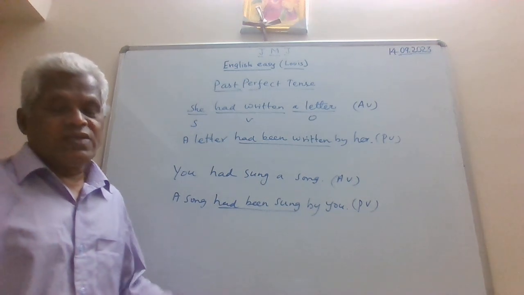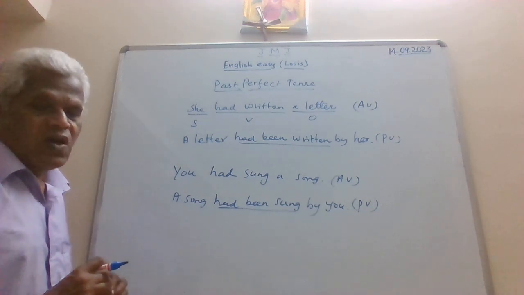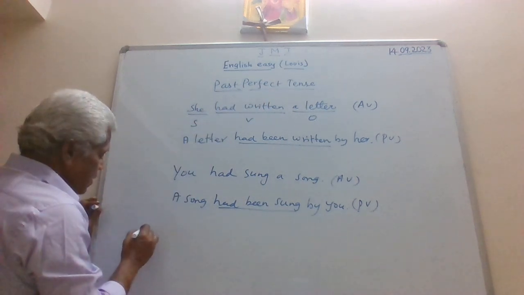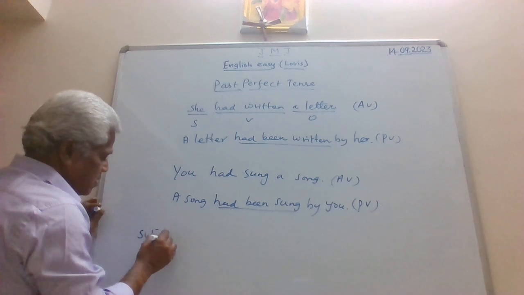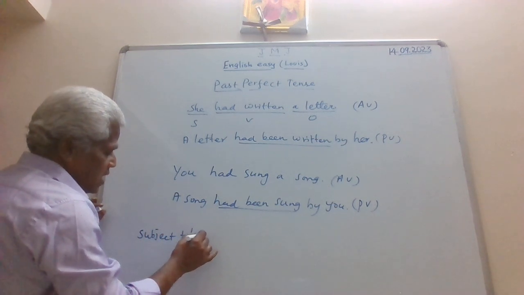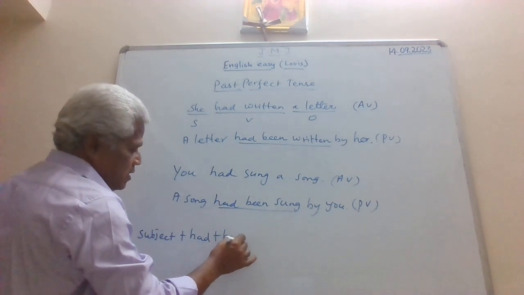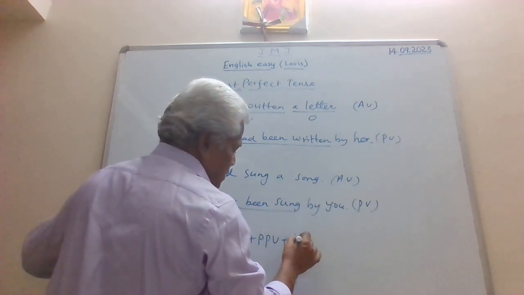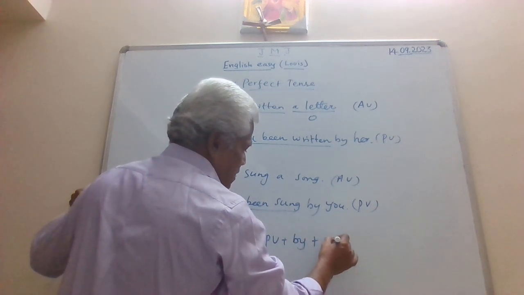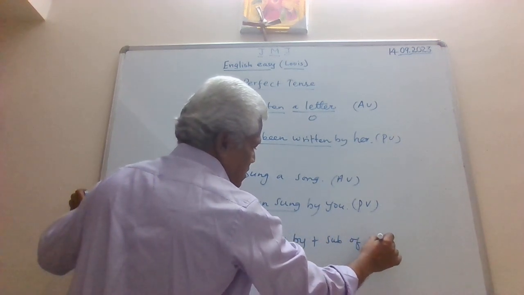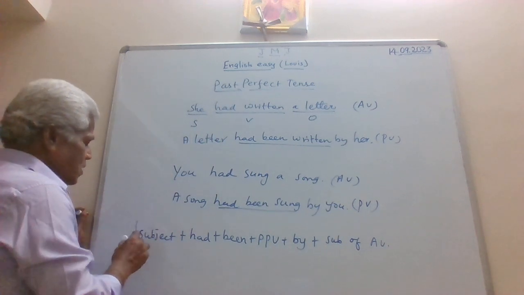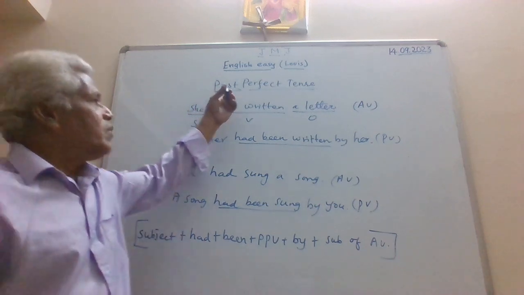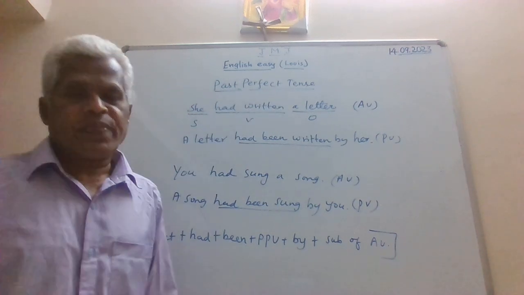Very simple. So what is our formula here? For past perfect tense passivation, we write subject plus had plus been plus past participle form of the verb plus the preposition by and then the subject of the active voice. So this is your rule. This is your formula for the past perfect tense passivation.